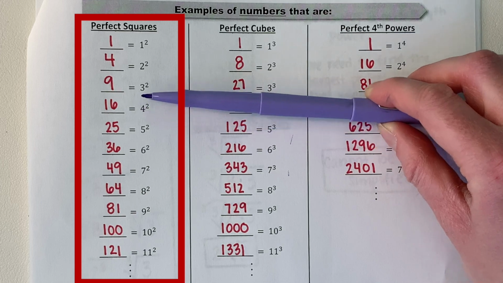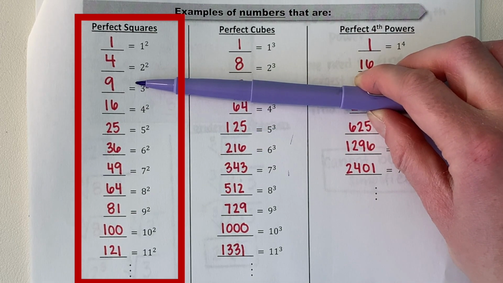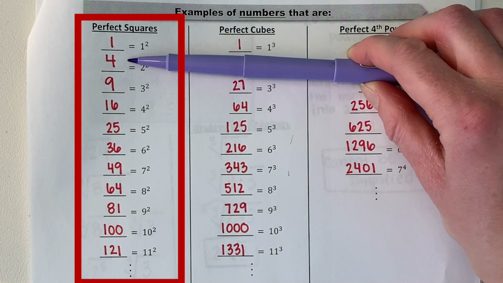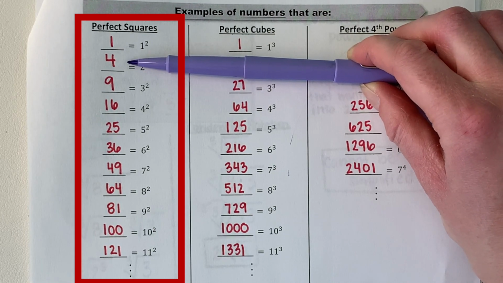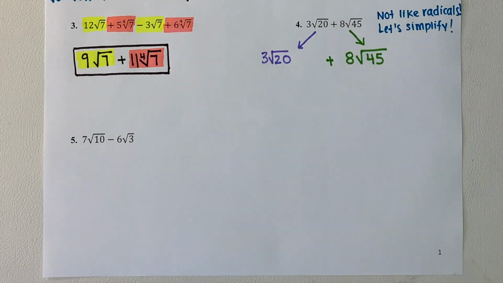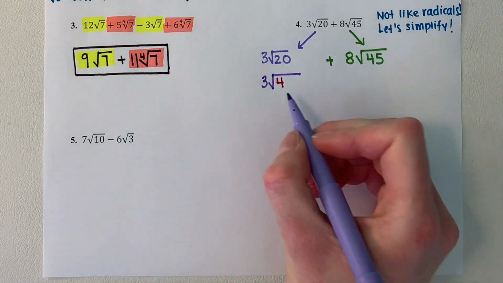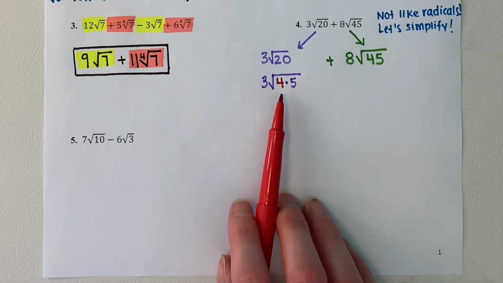Let's work our way down. Does 9 multiply evenly into 20? No, because 20 divided by 9 gives us a decimal. Does 4 multiply evenly into 20? Yes, it does, because 20 divided by 4 gives us a nice whole number. So 4 is the largest perfect square that multiplies evenly into 20. So we need to rewrite 20 as 4 times some number. And 20 can be rewritten as 4 times 5. And I'm always going to put our perfect powers in red.